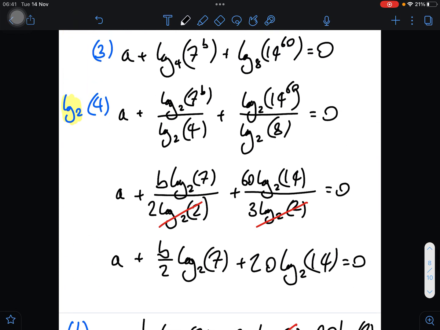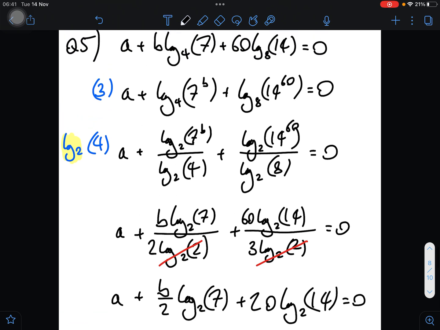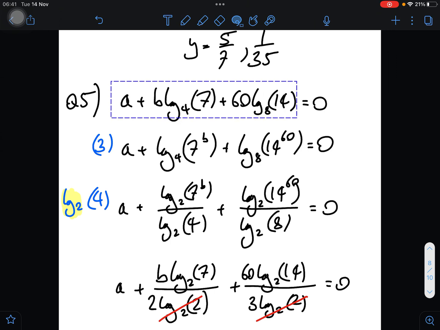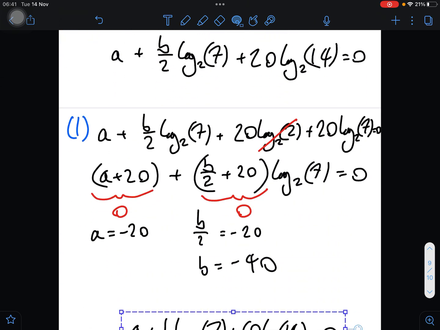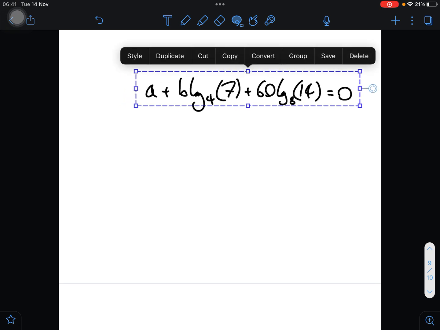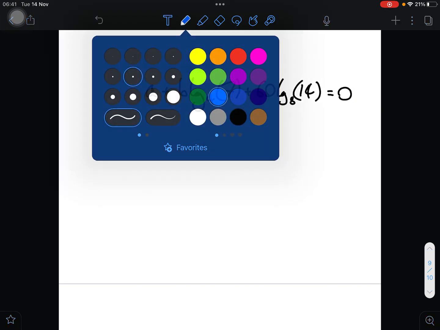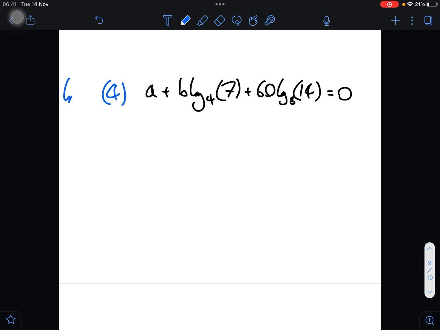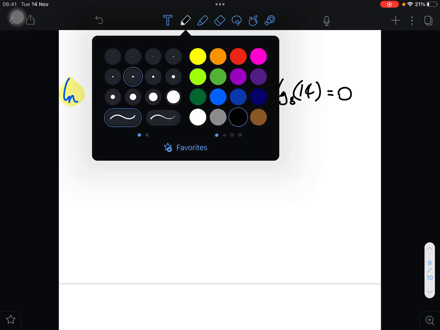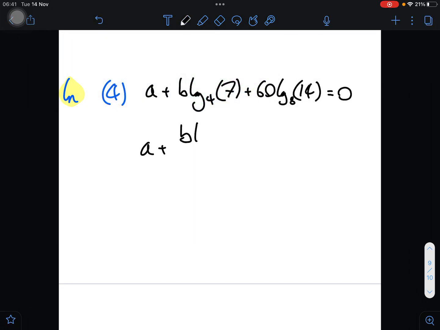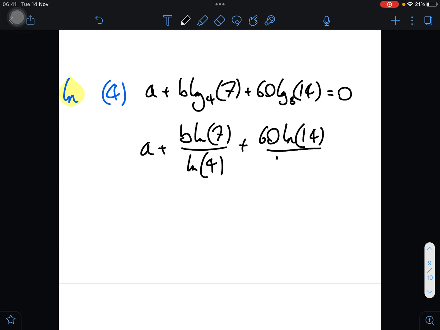I'm going to quickly show it to you in one other way. Let's use ln, because you can do ln with practically anything. Let's take this up here, duplicate it, and I'll show it to you with ln. So if instead we were going to use our change of bases, so rule 4 with ln, and we're going to use ln on this, let's see what we get. We would get a plus b ln 7 over ln 4, and we would get 60 ln 14 over ln of 8 equals 0.